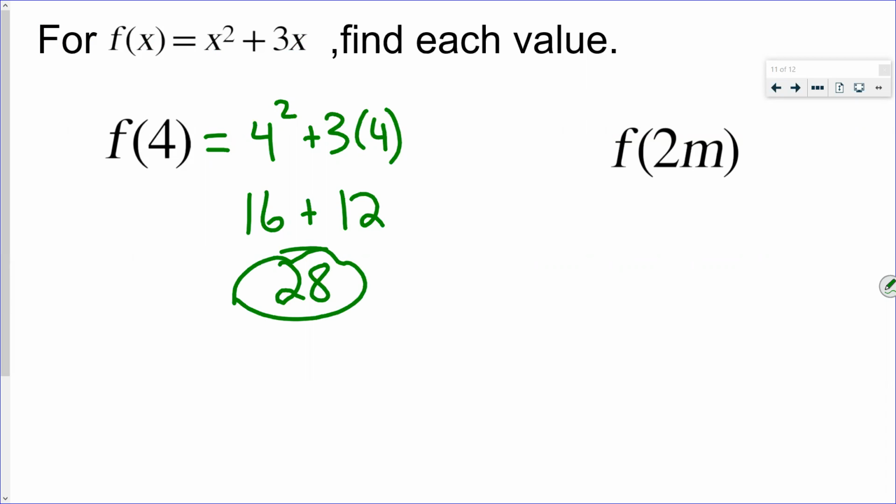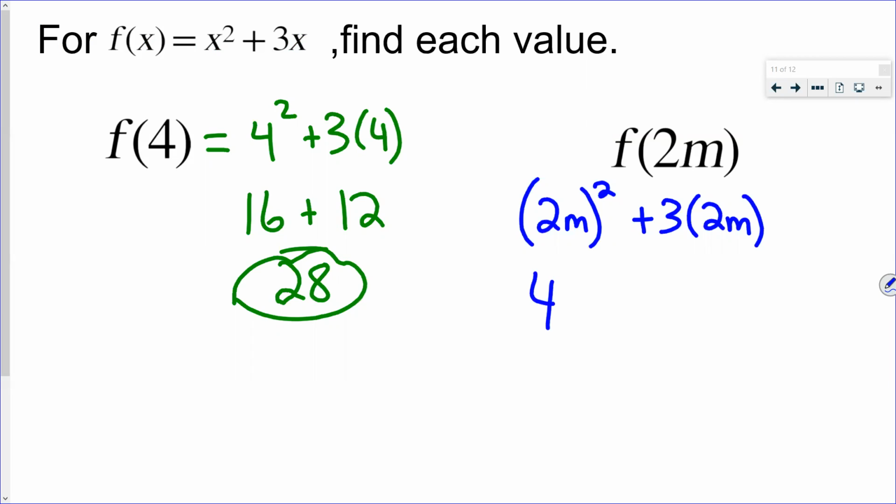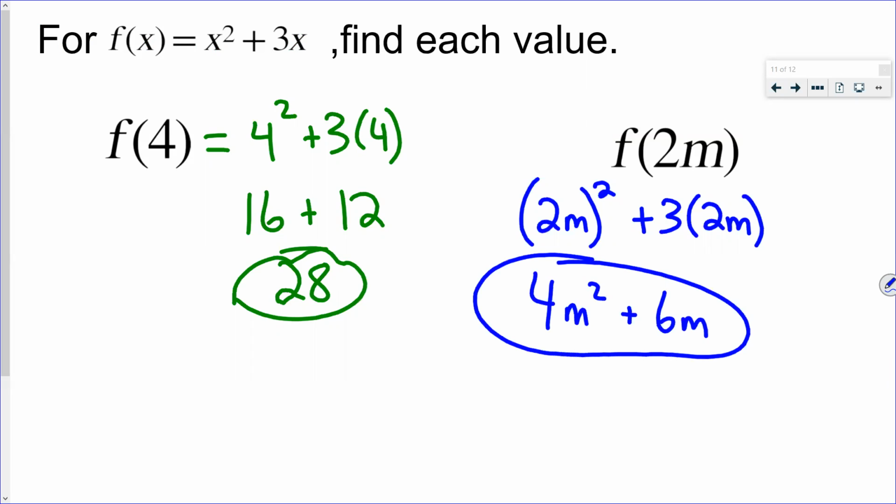And then we're going to plug in f of 2m. So f of 2m is going to be 2m in parentheses squared plus 3 times 2m. Okay. Well, 2m squared, we take 2 squared. 2 squared is 4. And then we do m squared. Well, m squared is just m squared. And then we do plus 3 times 2 is 6 and m. These are not like terms, so we cannot combine them. So f of 2m is 4m squared plus 6m.